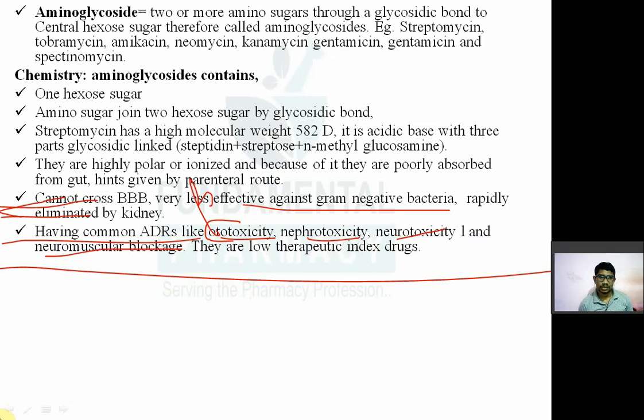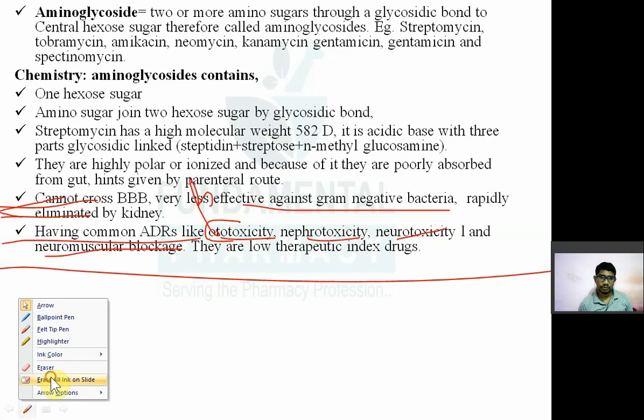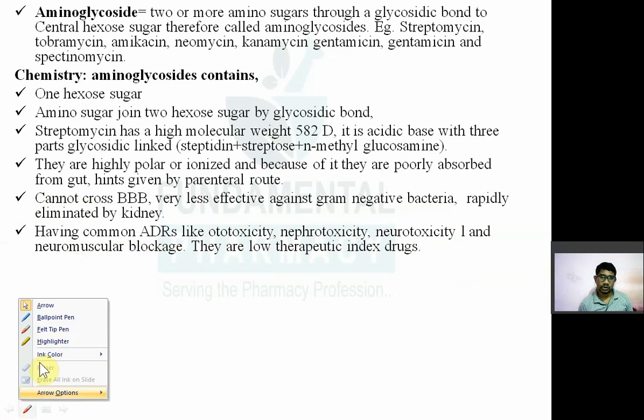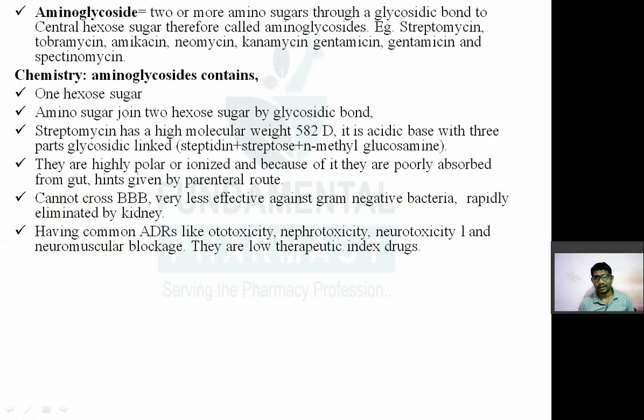These are some structural features you have to remember regarding aminoglycosides. There will be one hexose sugar and an amino sugar, and the amino sugar will be joined to the hexose sugar by a glycosidic bond. Particularly, streptomycin has three parts in its structure: streptidine, streptose, and N-methyl glucosamine.